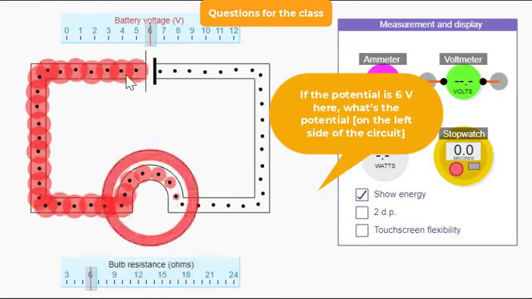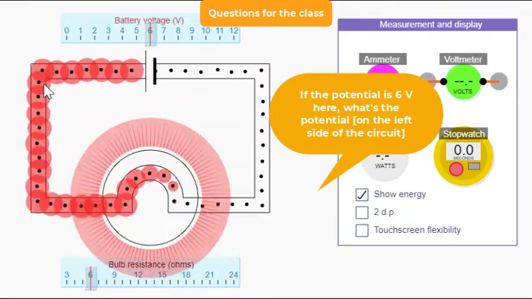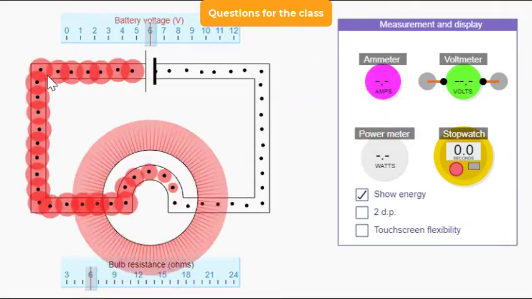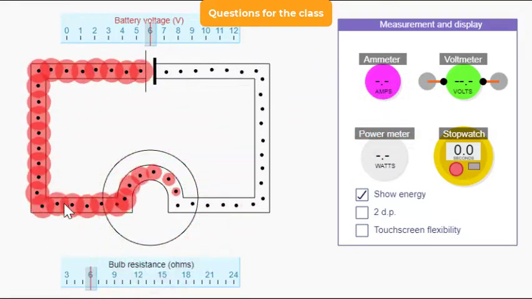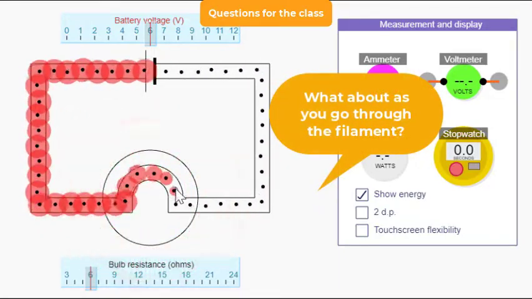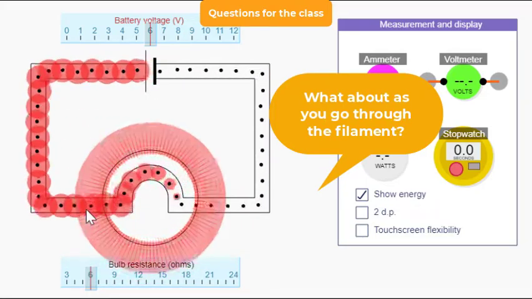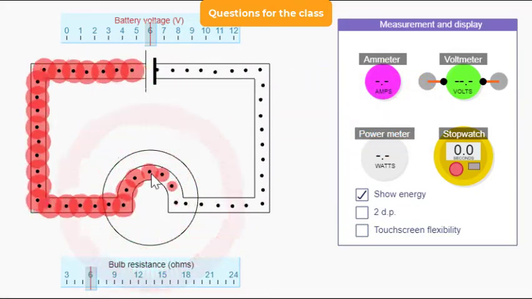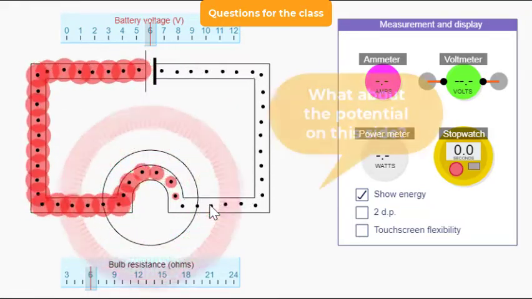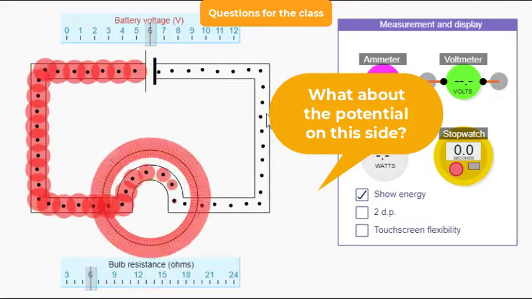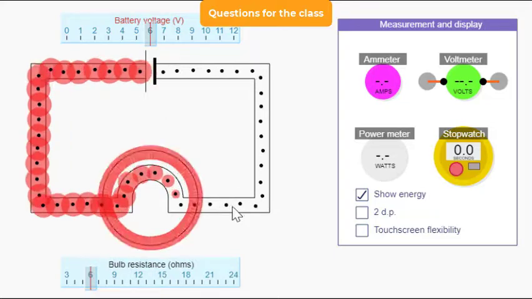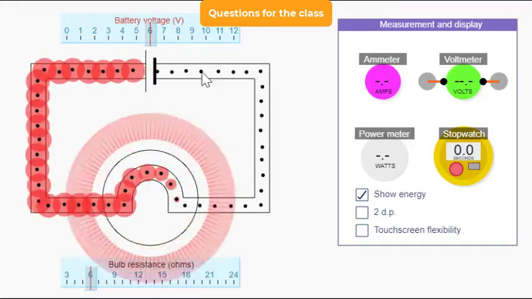And if the potential is 6 volts here, what's the potential here? Well, it must be 6 volts all the way along. And what about as you go through the filament? Well, it must go 6 volts, 5 volts, 4 volts, 3 volts in the middle, 2 volts, 1 volt, 0 volts. And what about the potential on this side? Well, the black dots have no red stuff, so it must be 0 volts all the way along.